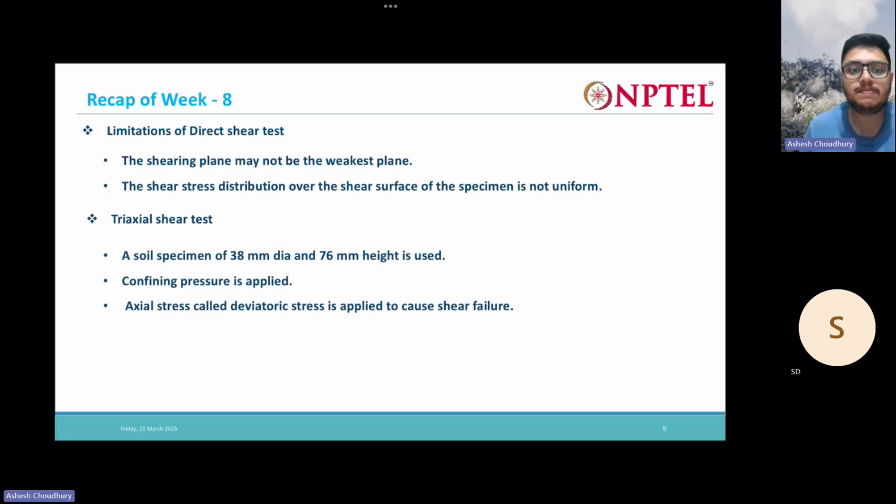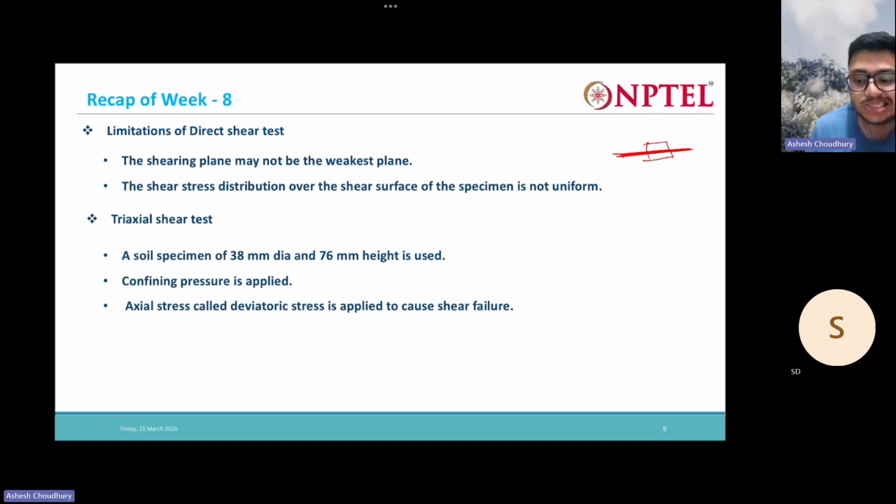The shearing plane may not be the weakest plane. Here you are forcing the soil failure about this horizontal plane, right? So you have a soil mass, and you are forcing the shear failure about this horizontal plane, but this plane may not be the weakest plane. There may be some other plane in this soil mass which may be the weakest, but you are forcing the failure along this particular horizontal plane.